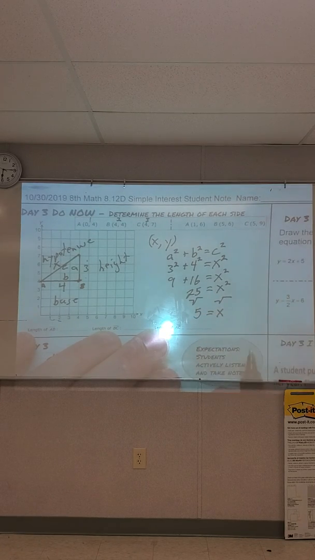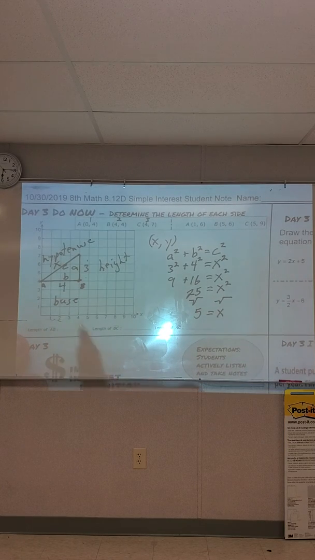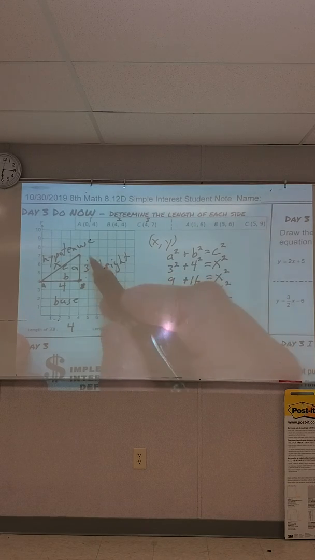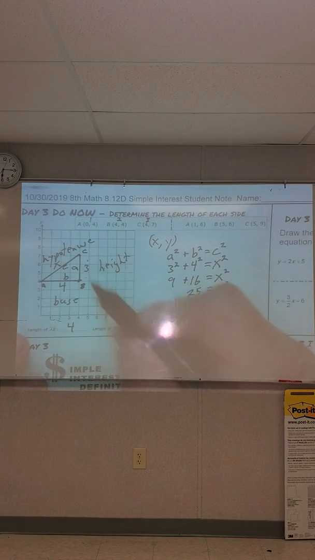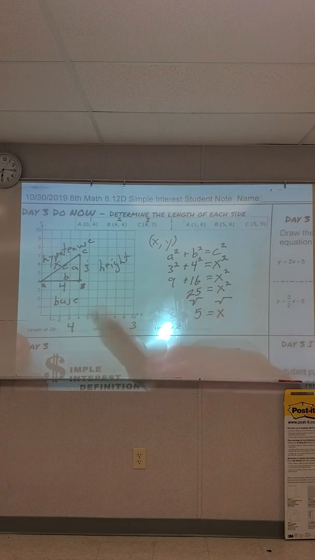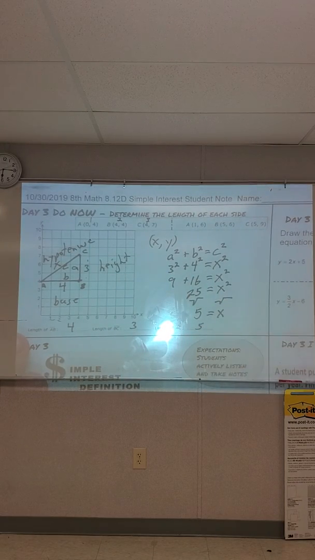So, there we have it. So the length of A to B, there's A to B, that's our base, that is 4. The length of B to C, there's B, there's corner C, that is 3. And the length of A to C, that is 5.